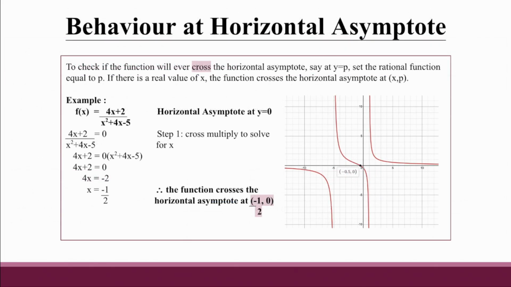Now, to check if the function will ever cross the horizontal asymptote, say at y equals p, set the rational function equal to p. If there is a real value of x, the function crosses the horizontal asymptote at point (x, p). You can see the example below in equation and graph form where the function crosses the asymptote y equals 0.